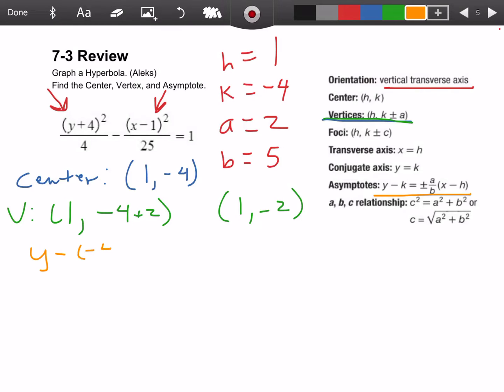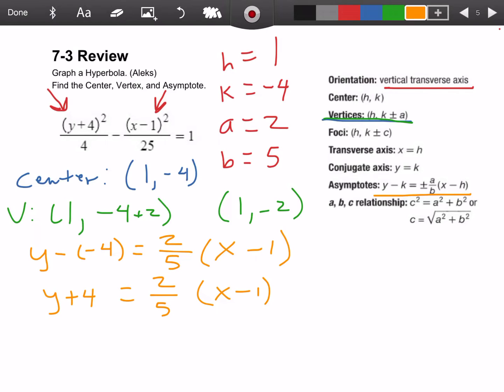So we have to plug in our k, which is -4, and that equals, we'll just use one of the asymptotes. So let's just use the positive slope. So we have a over b, which is 2/5, and then that's going to be x minus 1. So really, you could clean it up a little bit. You could go y plus 4 equals 2/5 (x minus 1).